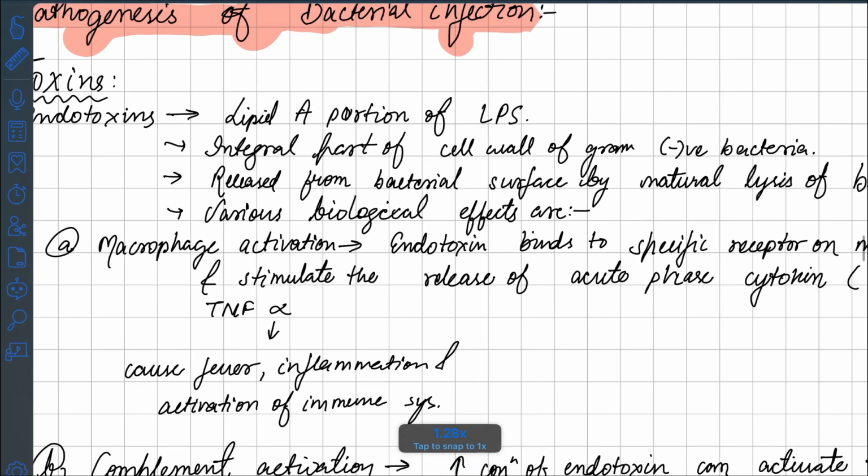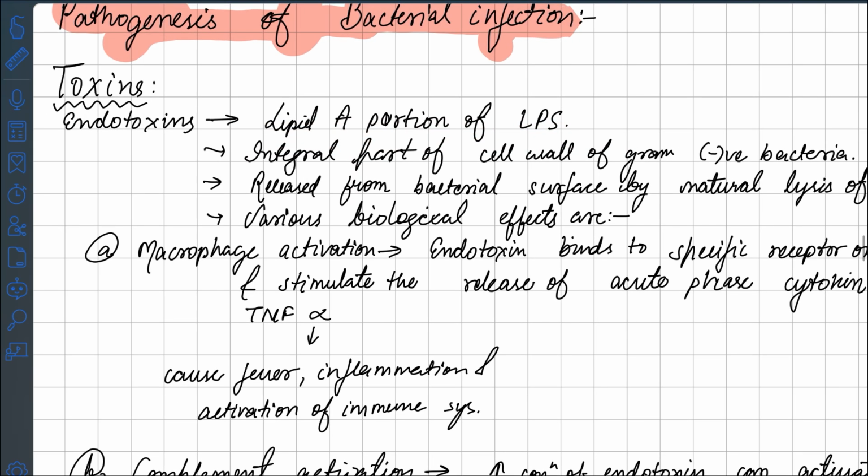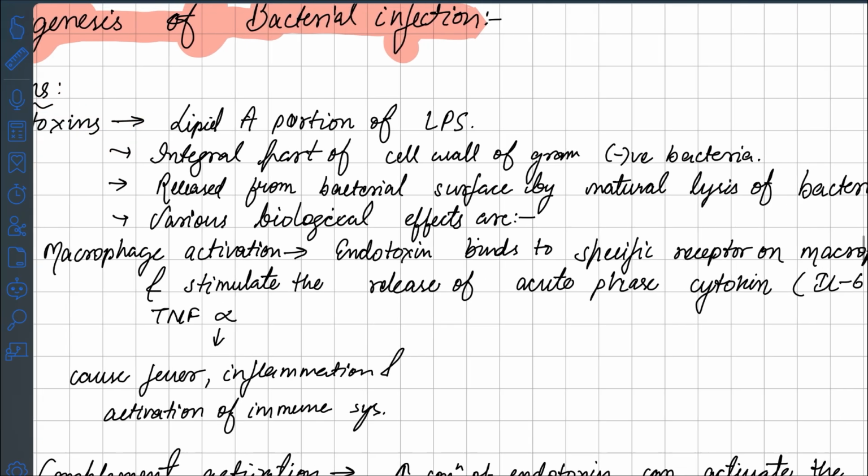Do you remember the cell wall of gram-negative bacteria? There I had told you that in the gram-negative bacteria, there was peptidoglycan, then there was lipopolysaccharide layer, and there was outer membrane. This lipopolysaccharide layer had three parts: lipid A, core polysaccharide, and O antigen, the O specific antigen, right? You remember that part? So that lipid A portion of lipopolysaccharide actually forms the endotoxin in bacteria.